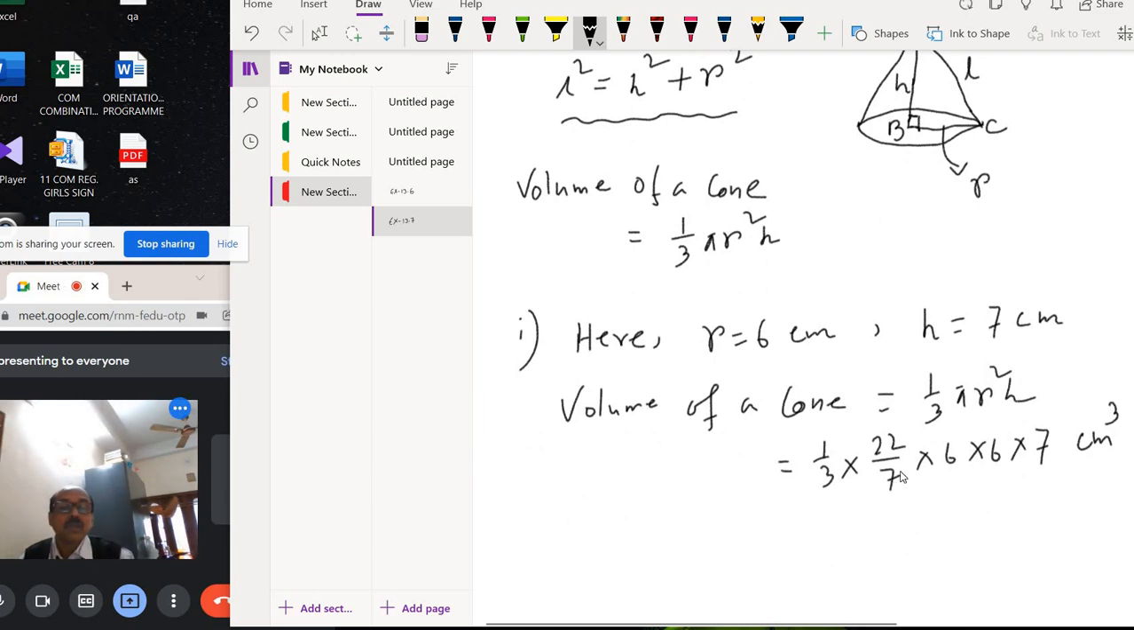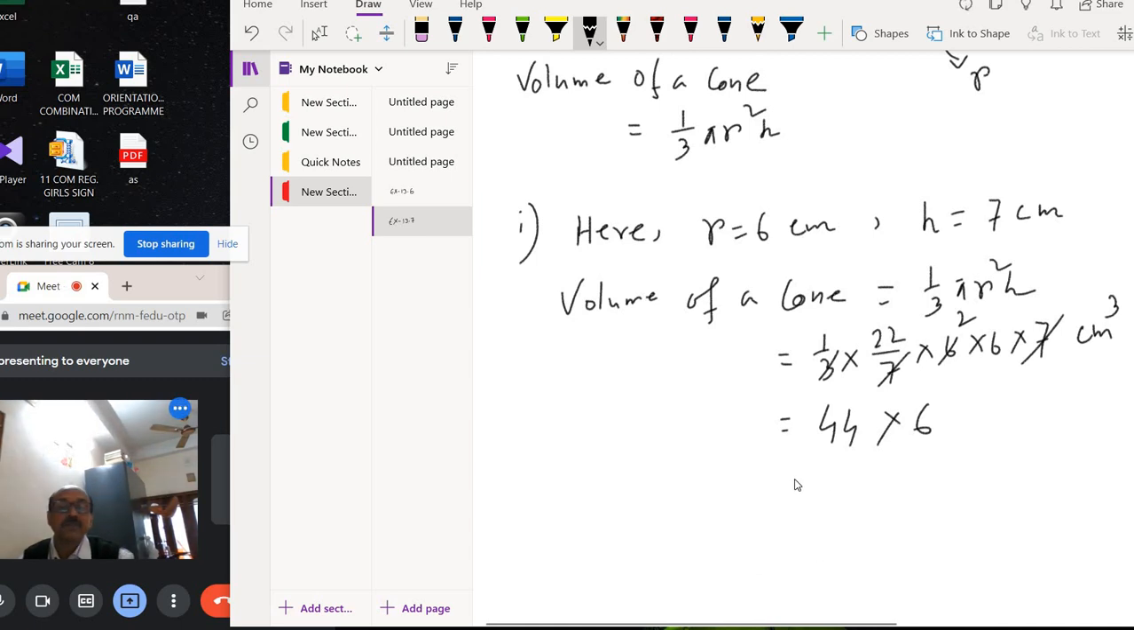Now 7 cancels with 7, and 3 goes into 6 two times. So 22 into 2 equals 44, and 44 into 6 equals 264. So this equals 264 centimeter cube.